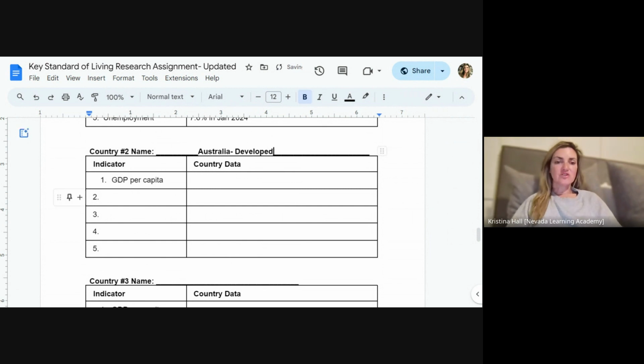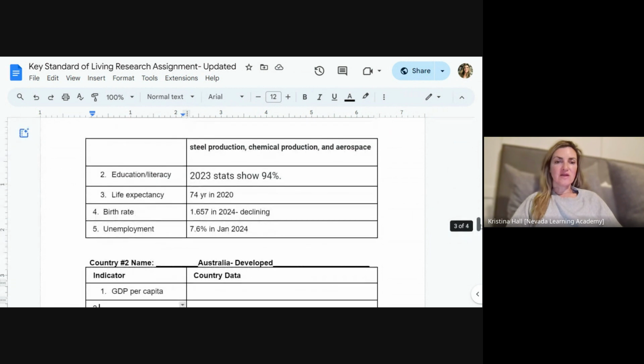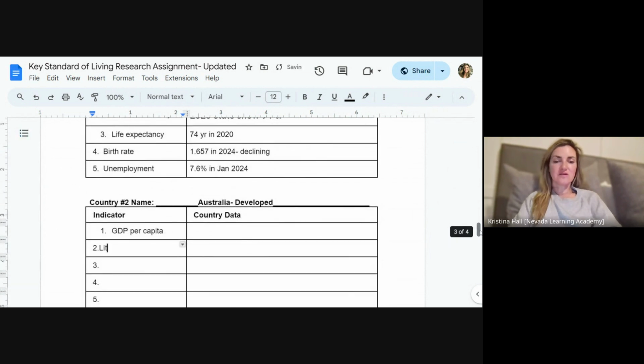Okay. And then I would do my indicators. So I had GDP, and then I would put literacy. Then I would put life expectancy. Then I would put birth rate. Then I would put unemployment. Okay, and it's going to be the same ones. And then I'm going to go and Google it. So this last one I'm going to help you with. Okay, so let's say you did Australia.